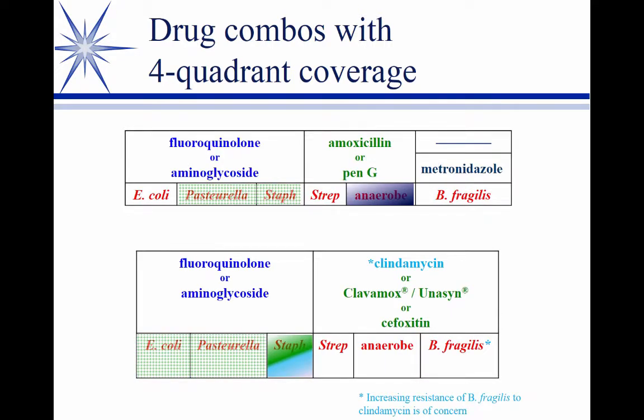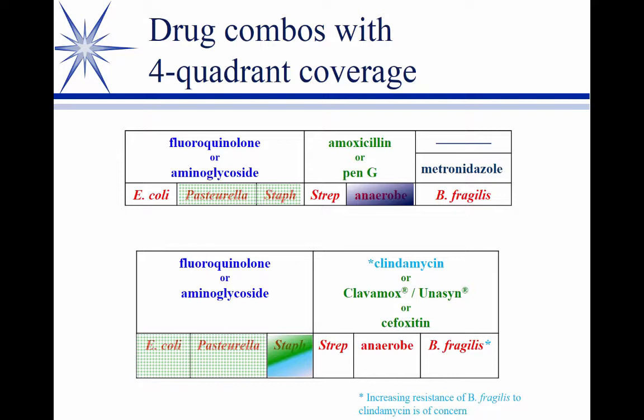Here are your big combos in small animals for four quadrant coverage. You're going to use a lot of these, all right? When you get down to internal medicine, this is probably what you're going to respond with when they ask you what antibiotics to use. Now, that's in your senior year. When you're in your junior year, if you're in surgery, say cefazolin. If you're in community practice, say Clavamox, and you'll probably be fine, okay? But when you get into internal medicine, more challenging cases, then one of these combos.